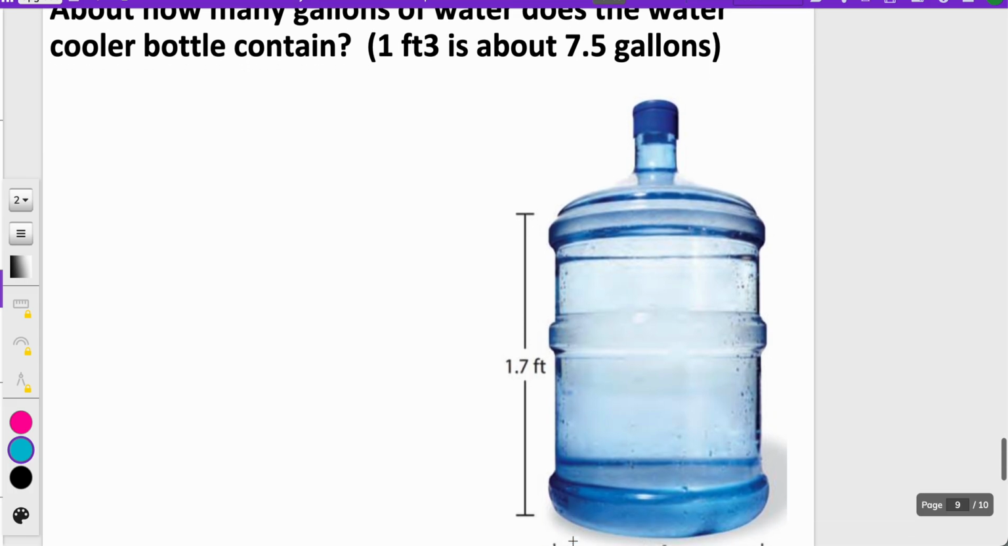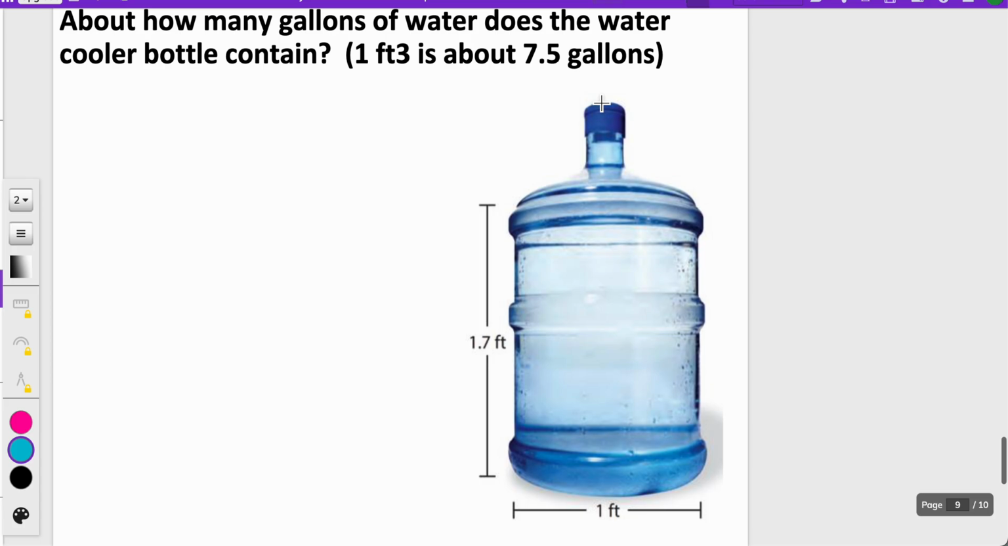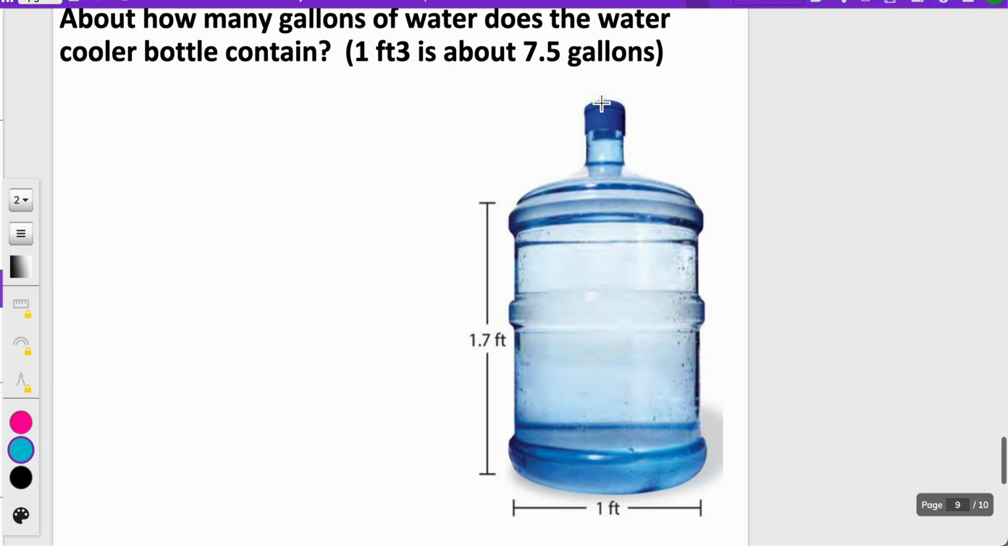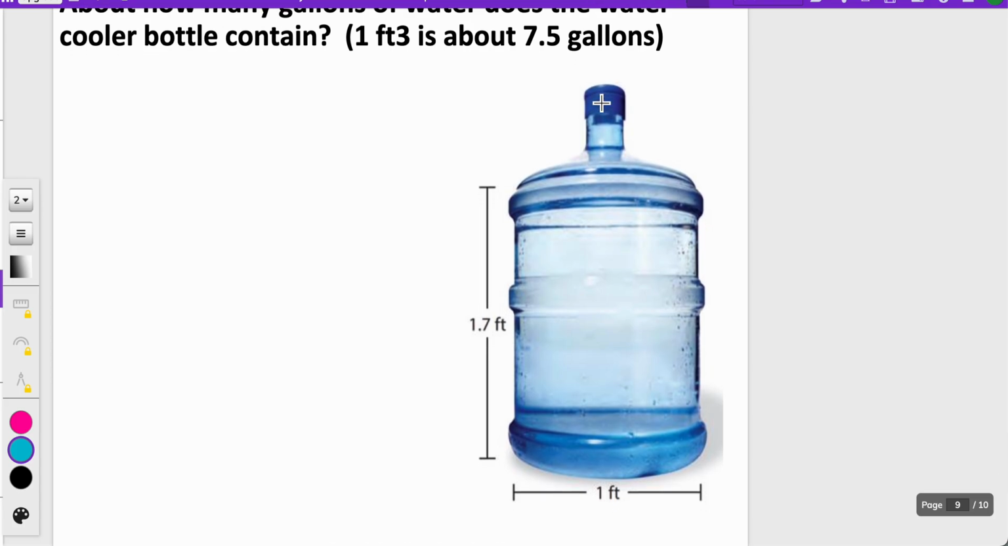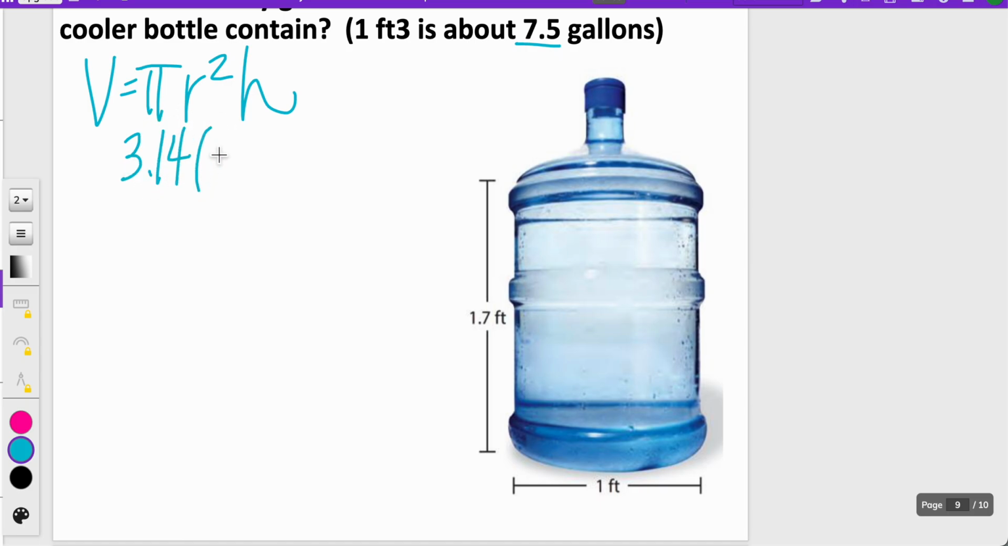This last one, we can also use the volume formula. It says, about how many gallons of water does the water cooler bottle contain? A cubic foot is about 7.5 gallons. So we're still going to have to find the volume. So volume is pi times radius squared times the height, but then we're going to multiply that answer by 7.5. So pi is 3.14. My radius is 0.5 because if you noticed, my diameter is 1, so half of that is 0.5. And then my height is 1.7.